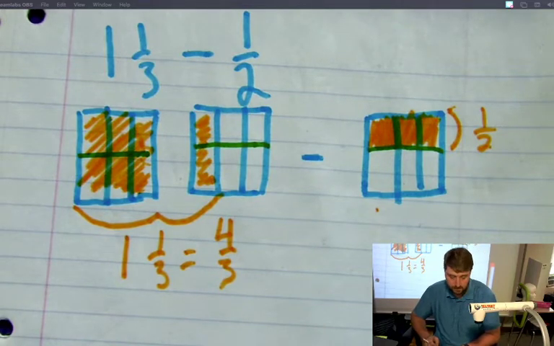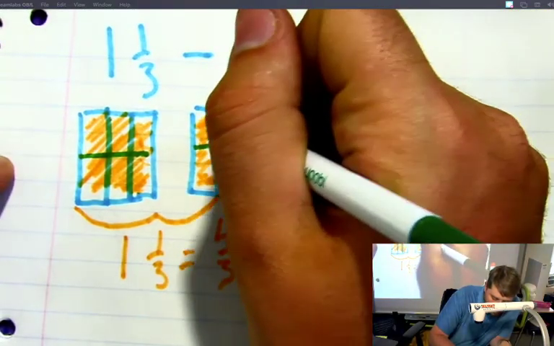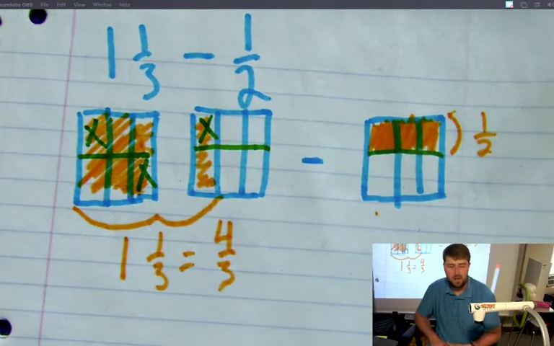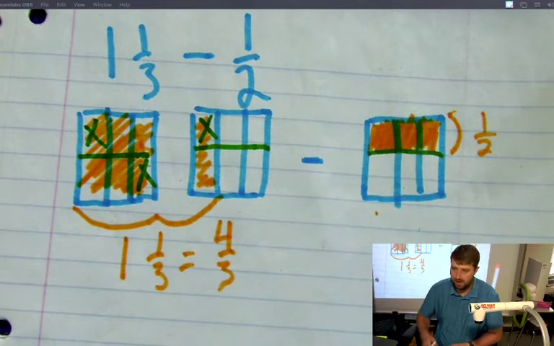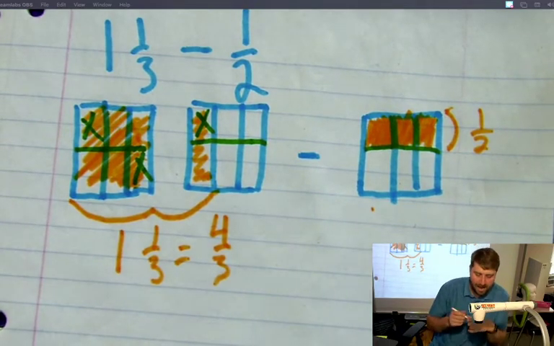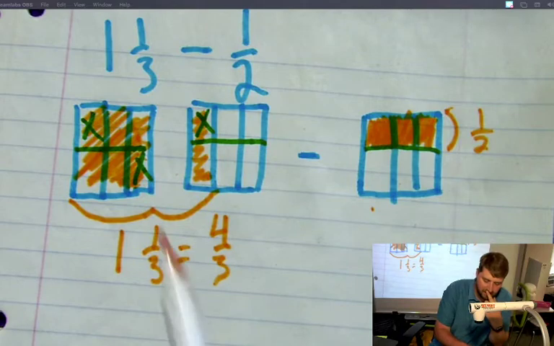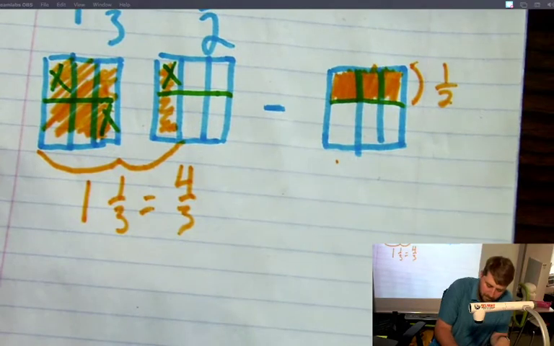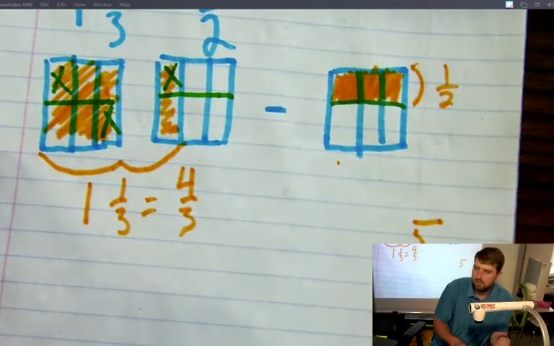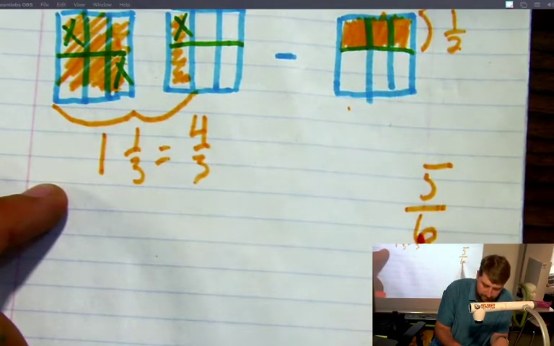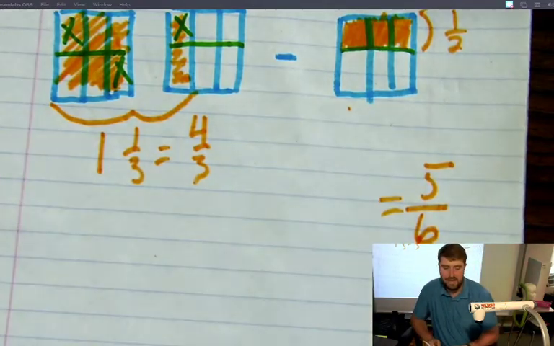Cross them out now. Okay. I'm going to cross this one out, this one out, and this one out. Do you cross out the same ones as me? Probably not. But as long as you cross out 3, we'll end up with the same answer, which is awesome. So now I want to count how many total boxes are left. We have 1, 2, 3, 4, 5 total boxes left. Put that over here. Out of 6 total boxes. And that is our answer right there, 5/6.